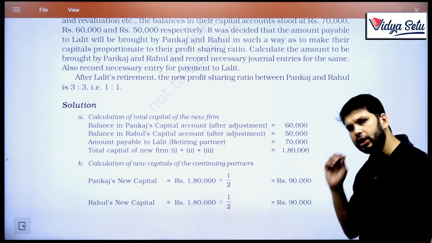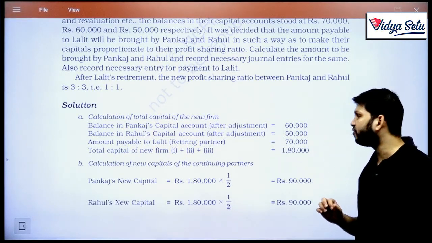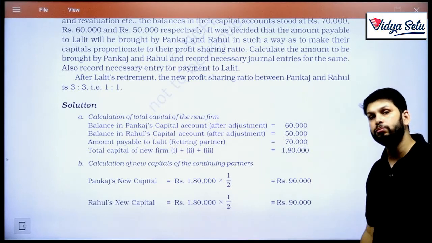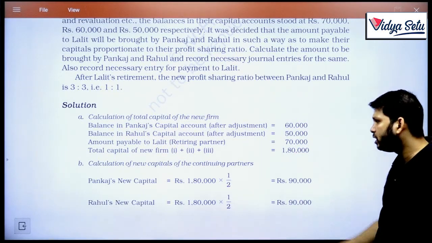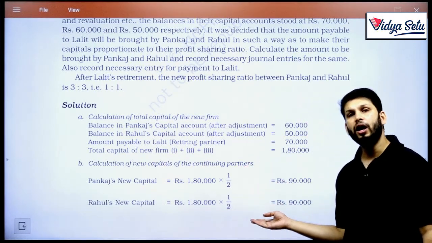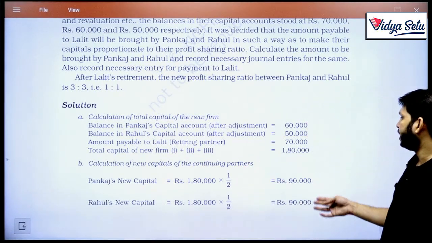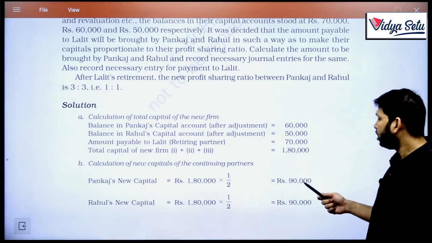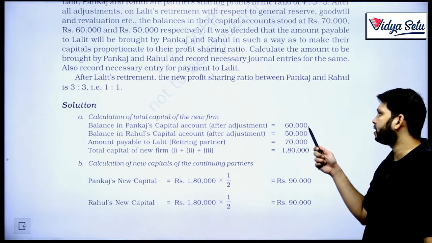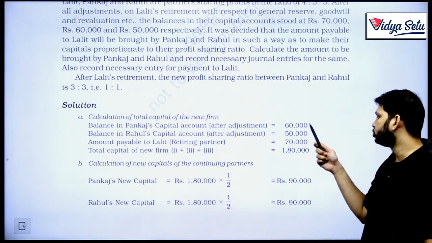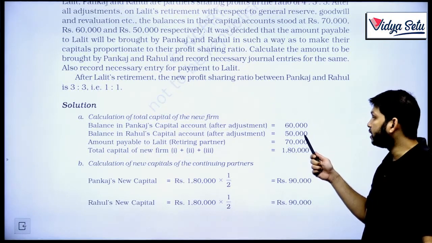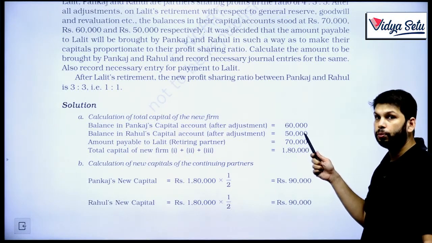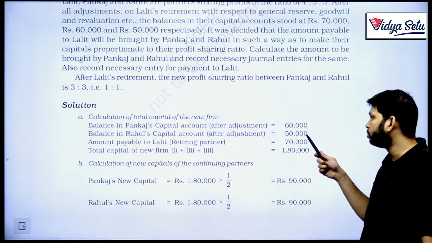How much? 70,000 they are going to bring. Whatever is the ratio, in total 70,000 is coming into the firm, so that will also become the firm's capital. So the total capital of the firm becomes 1,80,000. That 1,80,000 should be equally divided, half and half, so 90 and 90 should be there. So see, his capital should be 90, his capital is right now 60, so he needs to bring in 30. Even his capital should be 90, his capital is right now 50, so he needs to bring 40.